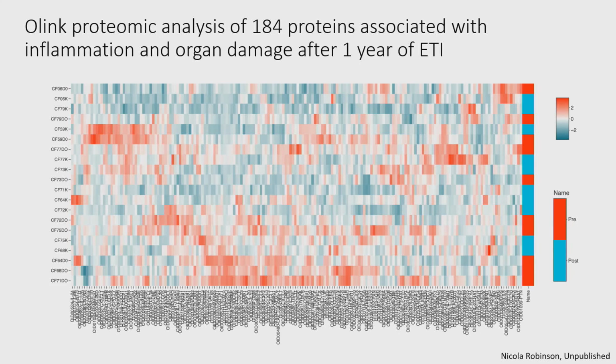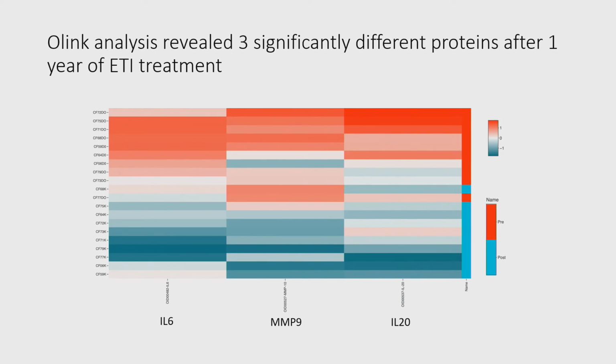But then we looked at the analysis a bit further. It turned out there were three proteins that were significantly different in these patients before and after 1 year. And these were IL-6, MMP9, and IL-20. And we're now validating these in a larger cohort. But again, IL-6 comes up as a top marker in these patients who have got significant improvements in their lung disease.